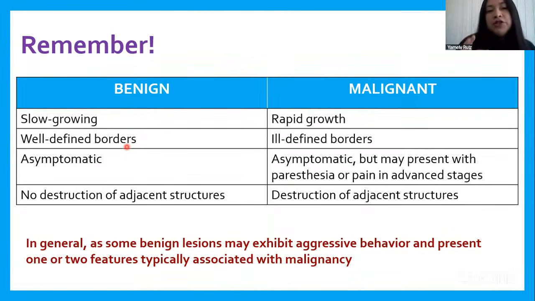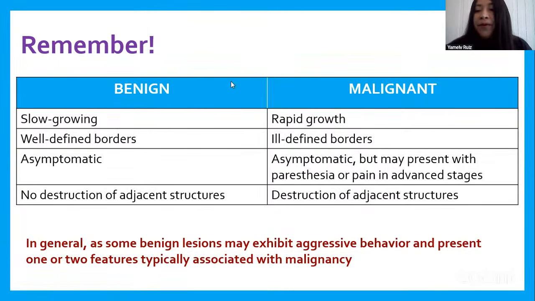And very important to keep in mind, we have here the characteristics that make a difference between lesions that are benign and lesions that are malignant. Benign lesions have slow growth, in contrast to malignant lesions. Malignant lesions have rapid growth. The second point is the well-defined borders. It's very common that benign lesions have well-defined borders, in contrast to malignant lesions that have ill-defined borders.